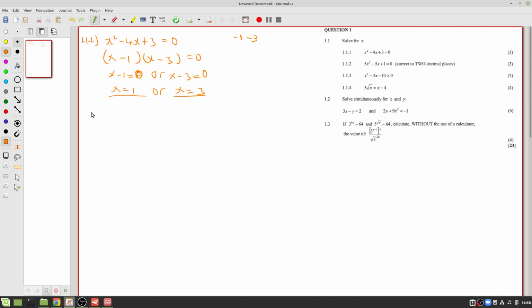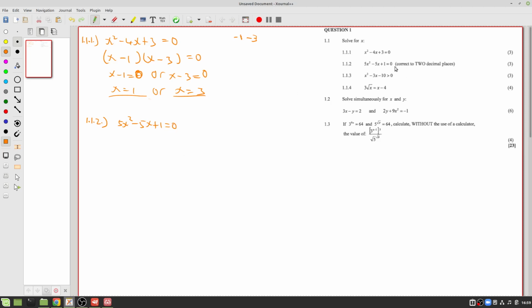Now let's look at 1.1.2. Let's stick to this color for the whole 1.1 and then we'll switch to another color for 1.2 and 1.3. 1.1.2, 5x squared minus 5x plus 1 equals 0.